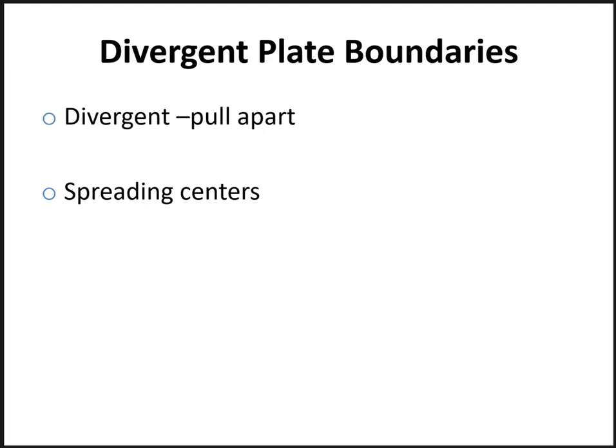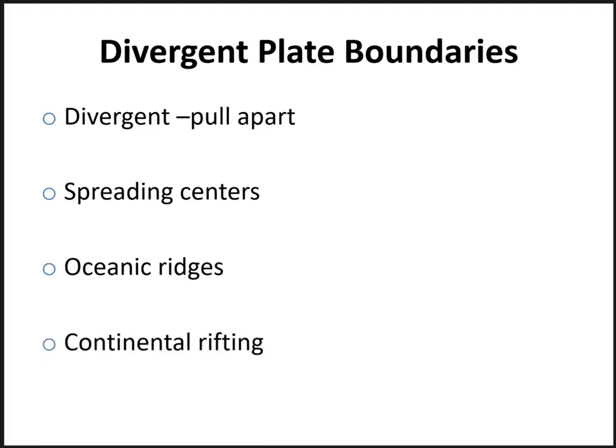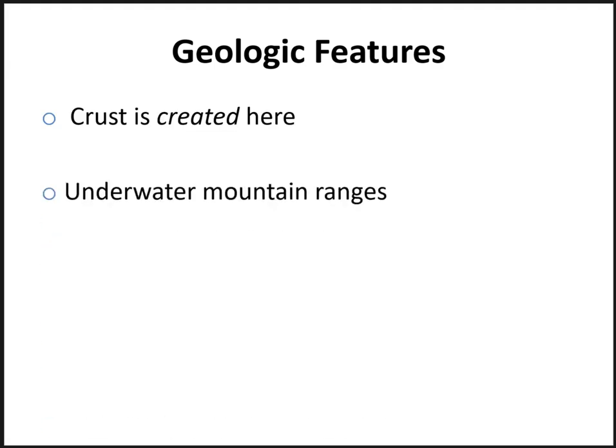There are two different ways you can get divergence on the planet. You can either have oceanic divergence, which is called oceanic ridges, or continental divergence, which is called continental rifting. There are some geological features associated with divergent boundaries that you should be familiar with. Here, crust is created, as well as underwater mountain ranges and volcanoes. Earthquakes occur here as well, but these earthquakes are not nearly as violent as with subduction zones, which we will discuss in a later portion of this lecture.